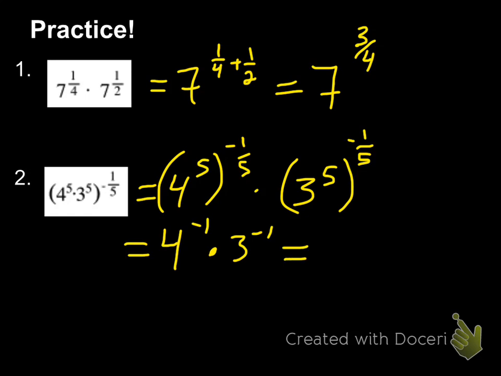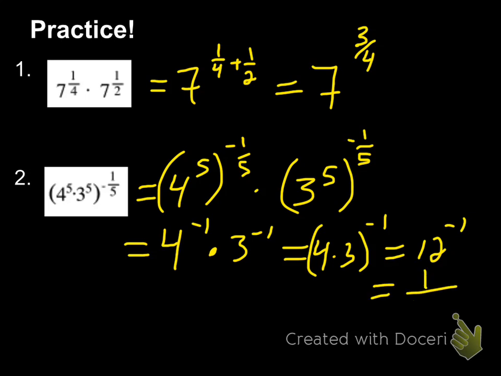Now I can combine these because they've got the same exponent. So I can rewrite this as 4 times 3 raised to the negative 1. What's 4 times 3? 12 to the negative 1. And then that is just, remember, if it's to the negative 1 power, I can write it as 1 over 12 to the positive 1 power.